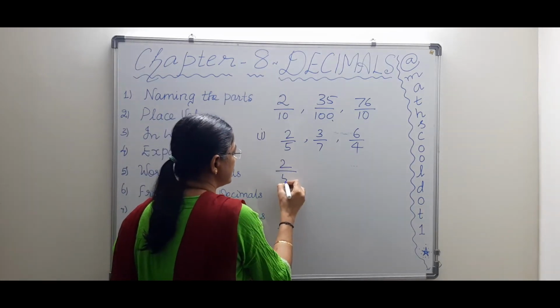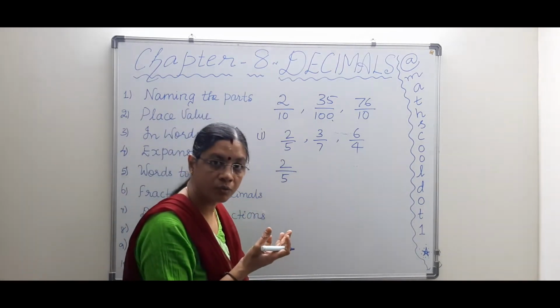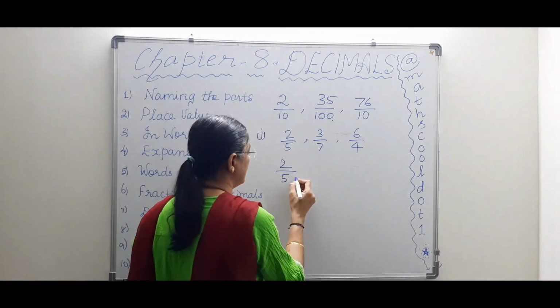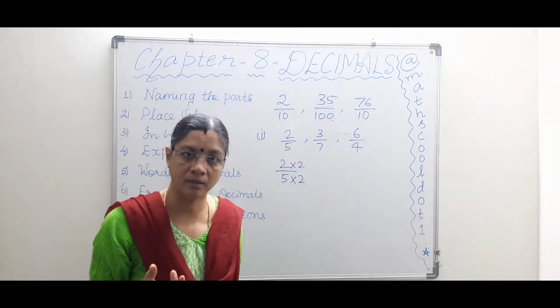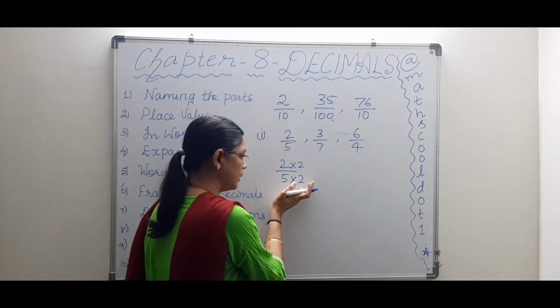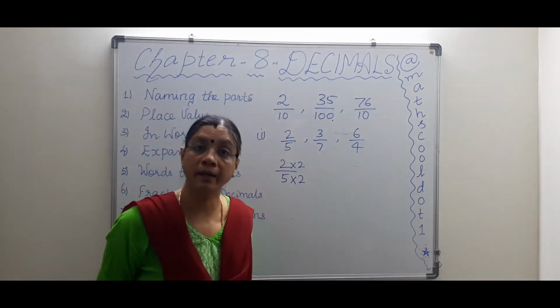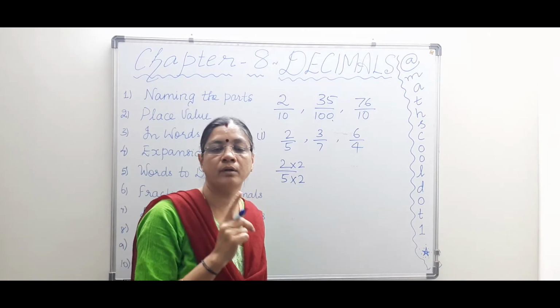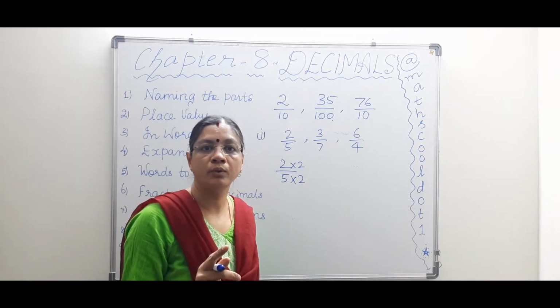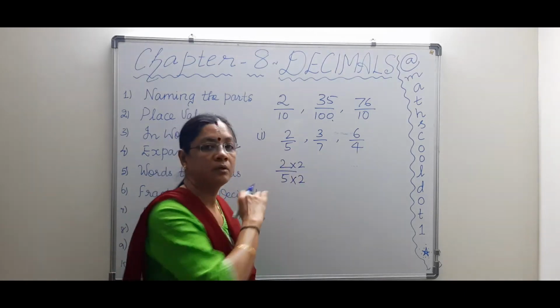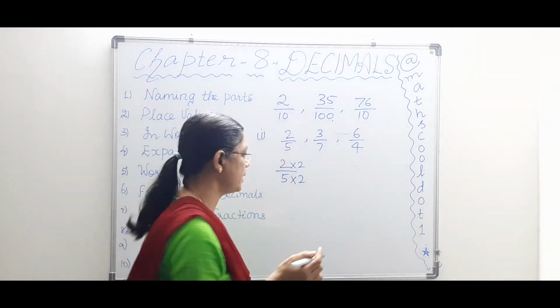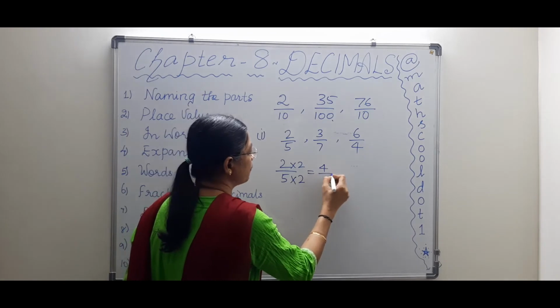Okay, so now first thing is 2 by 5. Now 2 by 5, see the denominator 5 can be changed to 10. How can it be changed to 10? You just multiply it by 2. So 5 twos are 10, isn't it? So now if I multiply the denominator by 2, the same thing has to be done to the numerator. Just remember, whatever you do in the denominator, the same thing has to be done to the numerator, otherwise the fraction will be changed. Okay, so now this becomes 4 by 10.